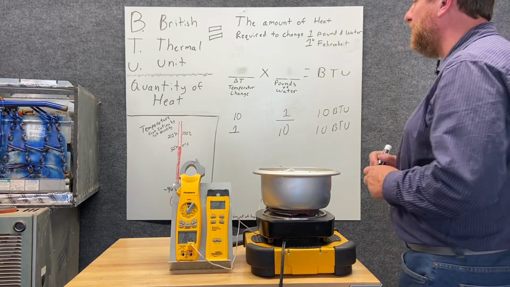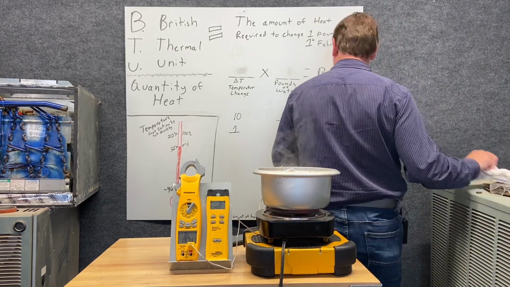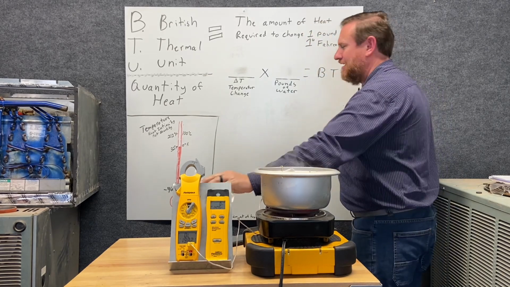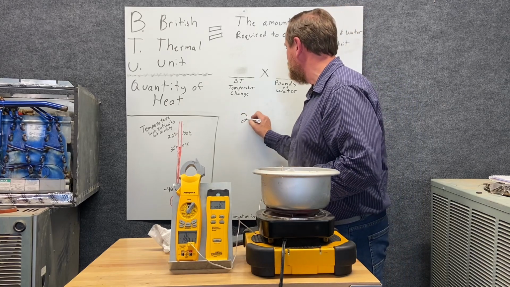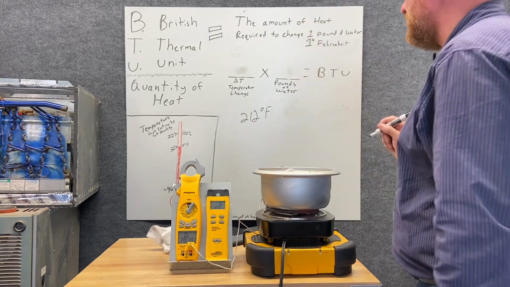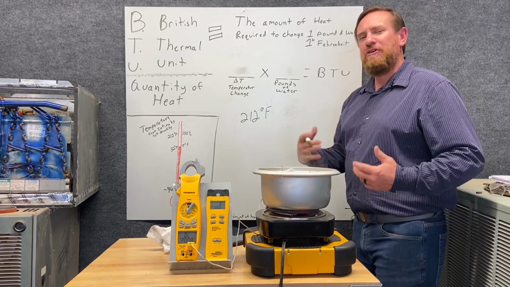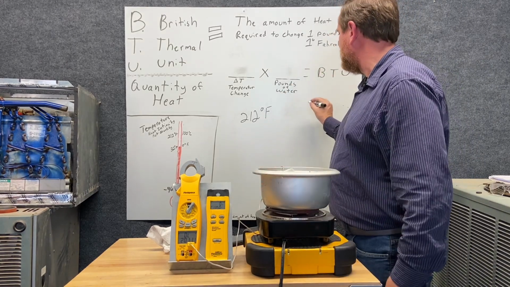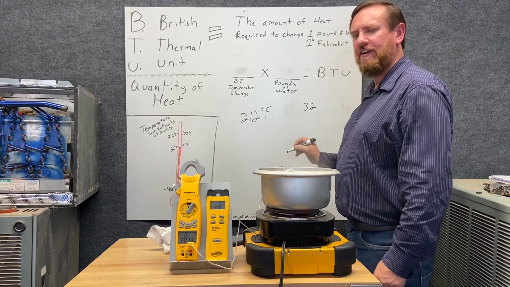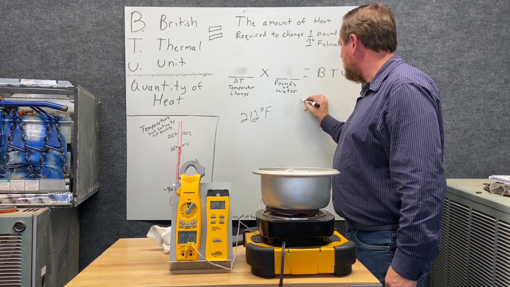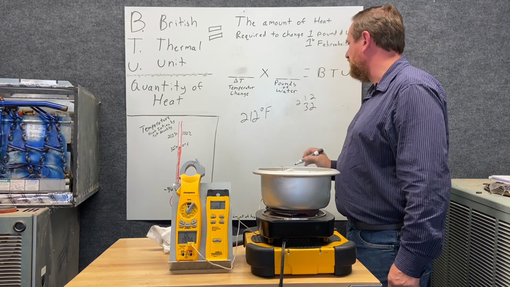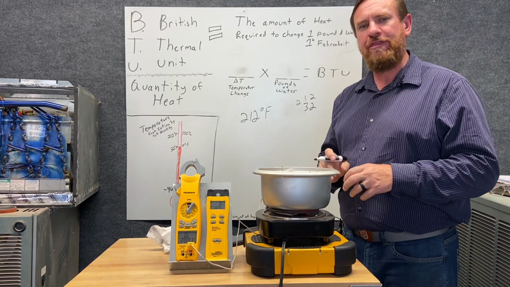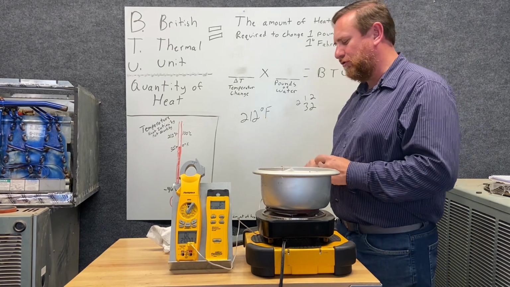So water boils at 212 degrees Fahrenheit. We know that water boils at 212, so our thermometer is a little bit off, but let's say that we started out at 32 degrees Fahrenheit, and our water is now at 212 degrees Fahrenheit. How many BTUs does it take to change water from 32 degrees liquid to 212 degrees liquid?